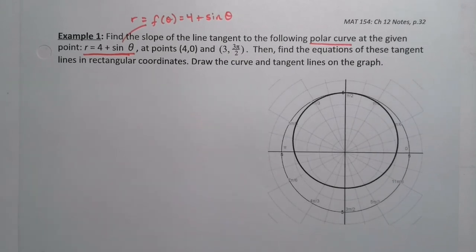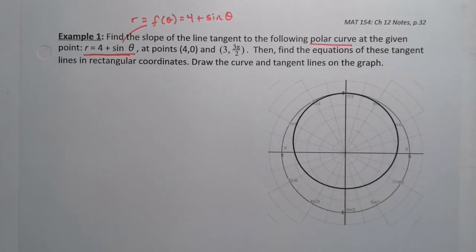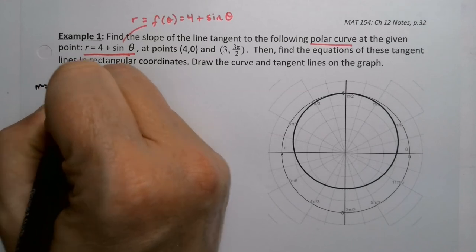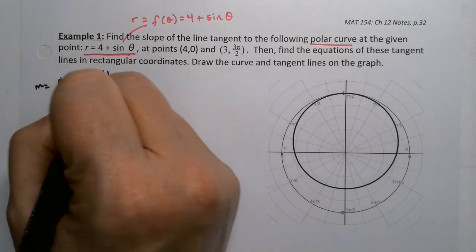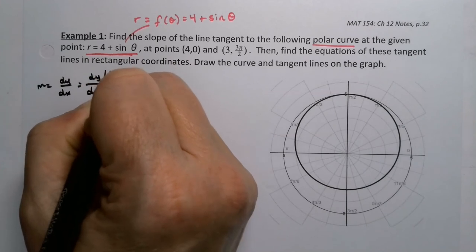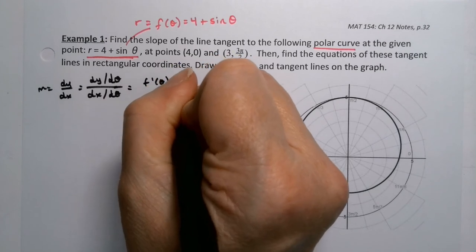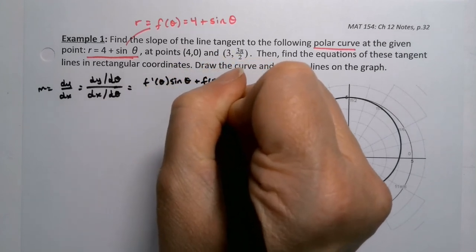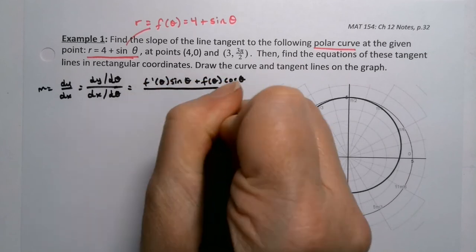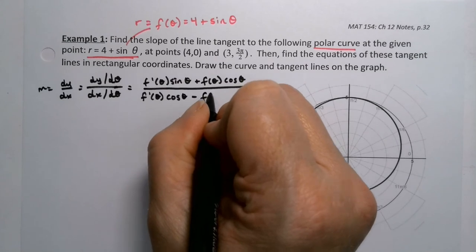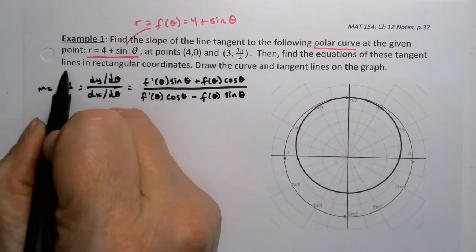All right, and we're going to draw the curve, which I've actually drawn already because Desmos does it beautifully, but we can draw the tangent lines. So let's start with reminding ourselves of the formula for the slope. The slope is dy/dx, which is dy/dθ divided by dx/dθ, which is f prime of theta sine of theta plus f of theta cosine of theta, over f prime of theta cosine of theta minus f of theta sine of theta. That is the formula.